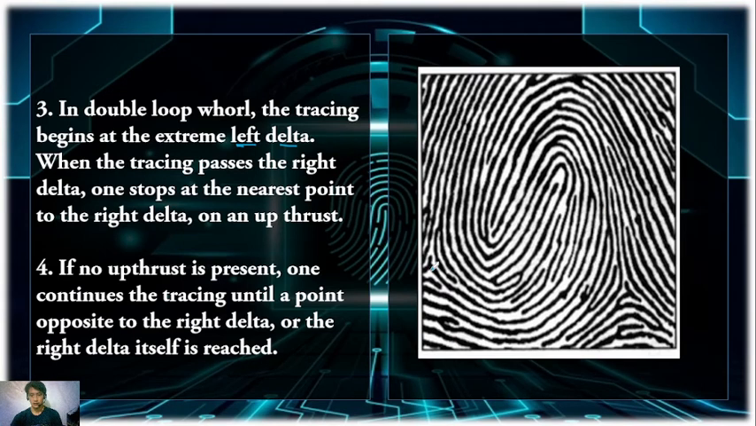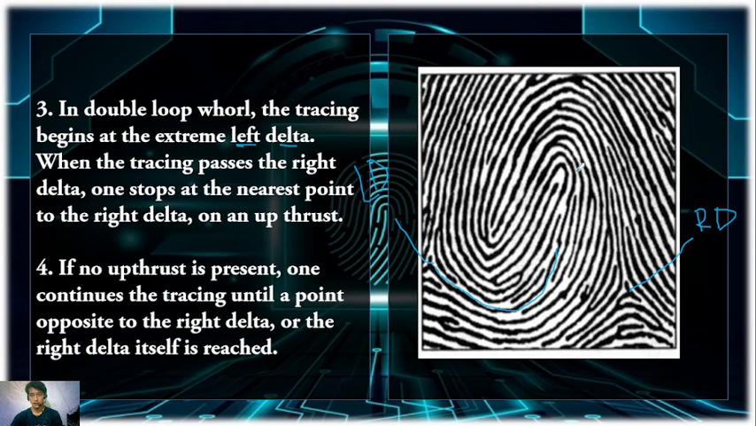Okay, so let's say this bifurcation is our left delta, and take note, this is a double loop whirl. And then we have here the right delta, this bifurcation. So how are we going to do the tracing? We are going to begin still on the left delta. So let's trace, until such time we are going to have here the upthrust, or we were able to reach the upthrust.